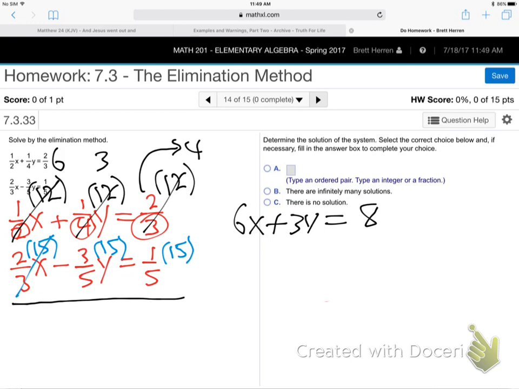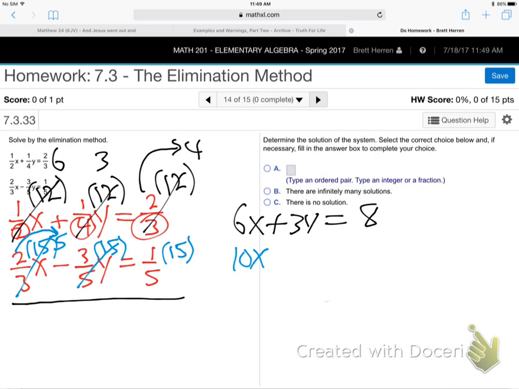3 goes into 15 5 times. 2 times 5 is 10x. Is that okay? See what happened there? 3 went into 15 5 times, and then the leftovers multiply, right? 2 times 5 is 10x. You cross cancel and multiply the leftovers, right?